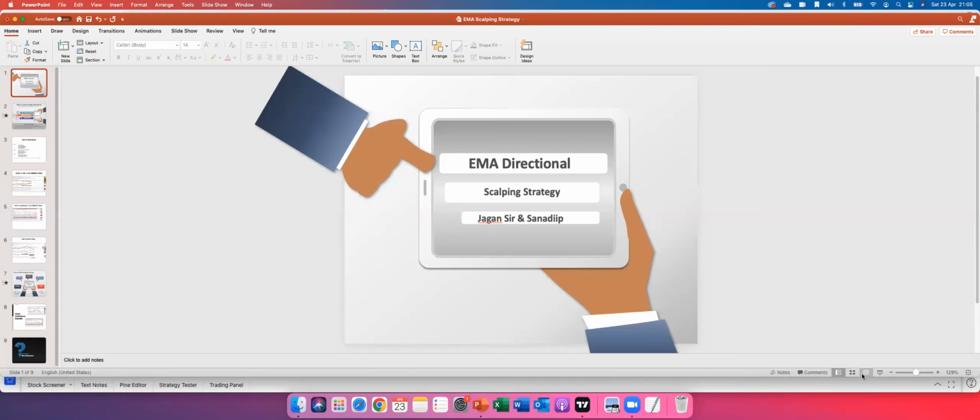Hello, everyone. Hope you all are doing well. Today, I'm going to talk about an EMA-based directional scalping strategy, which Jagan sir has helped me to understand, and then we have created this strategy. What I'm going to cover is the charts we are using and the indicators we are using. Then we'll go into the chart to see how you can look into the different indicators and decide where to enter and where to exit.